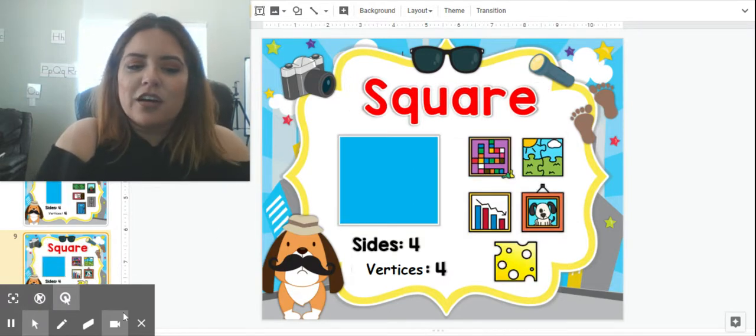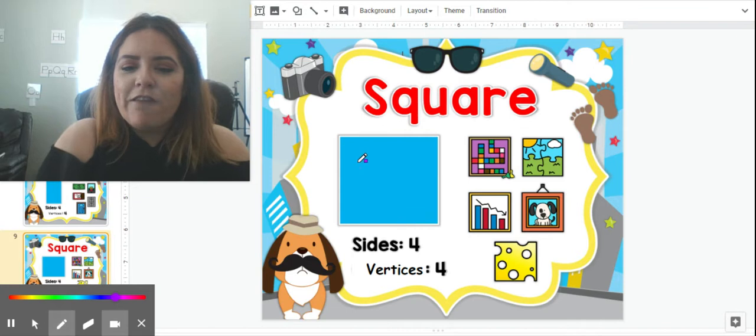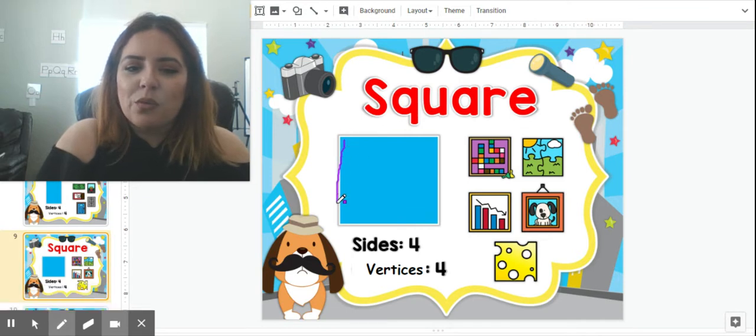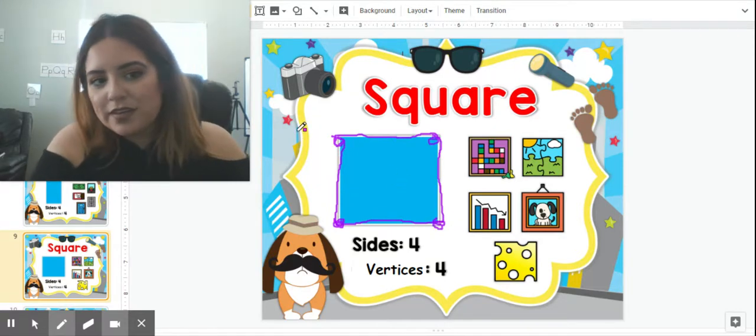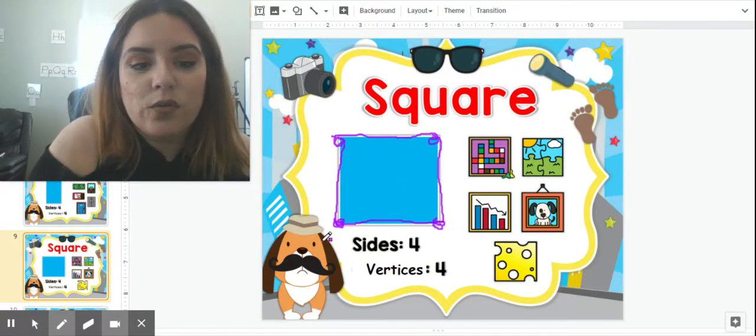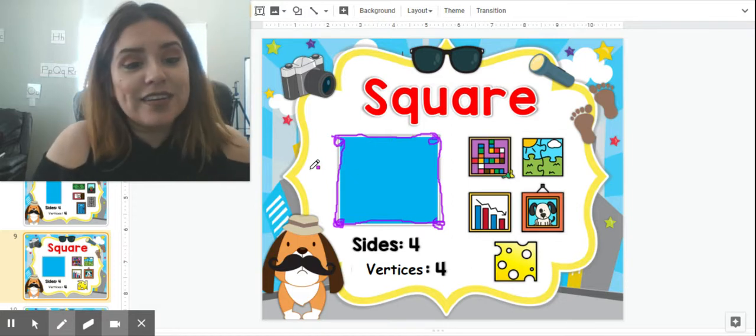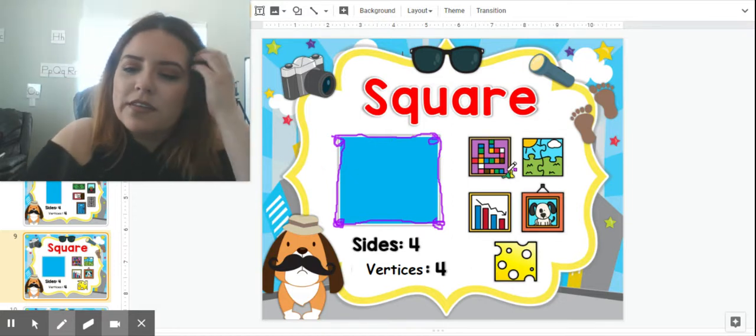Square. Our square has 4 sides. 1, 2, 3, 4. So it has 4 straight lines, 4 sides, and 4 vertices. 1, 2, 3, 4. So how is the square different from the rectangle that we just saw? They both have 4 sides and 4 vertices. How are they different?